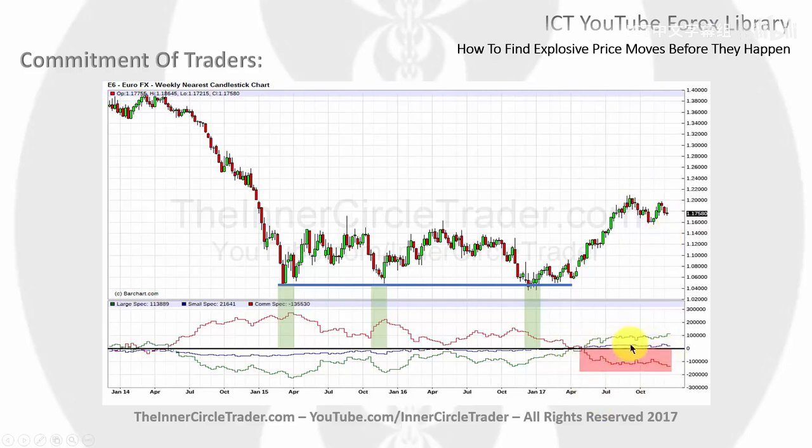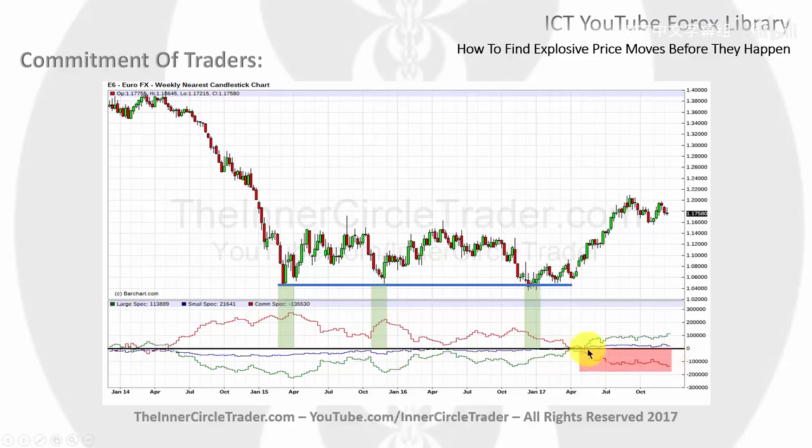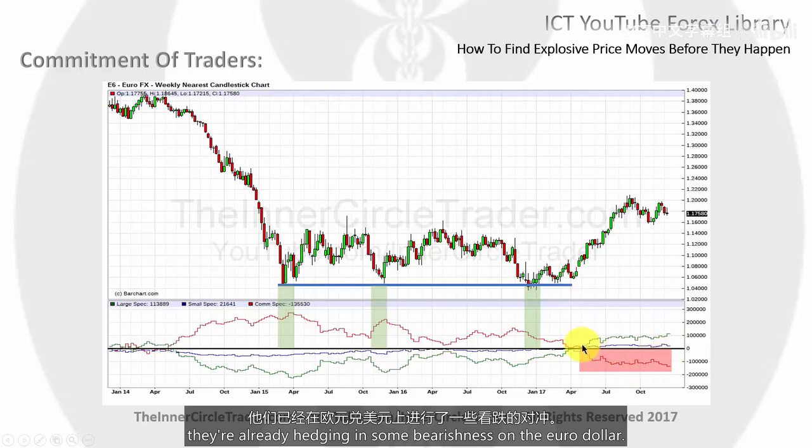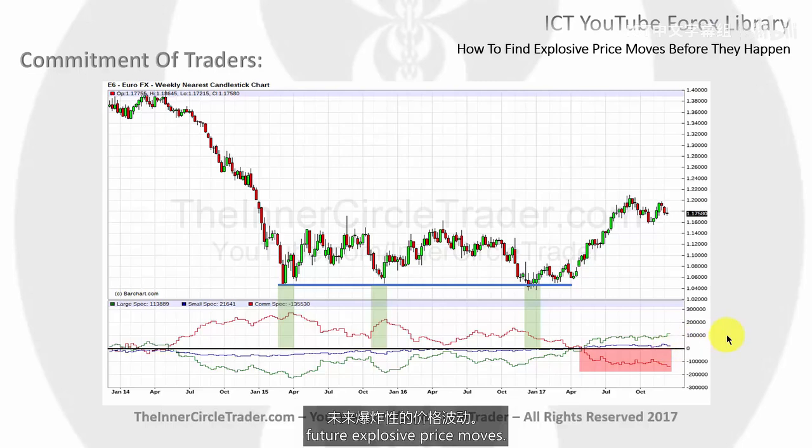This is a warning flag, if you will, to monitor what the euro is most likely going to do, at least from a long-term standpoint. The commercial traders, the folks that are long-term hedgers, are already hedging in some bearishness on the euro dollar. So I use this information to build the idea around potential future explosive price moves.